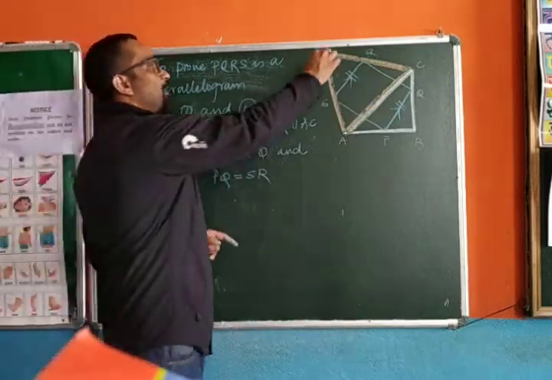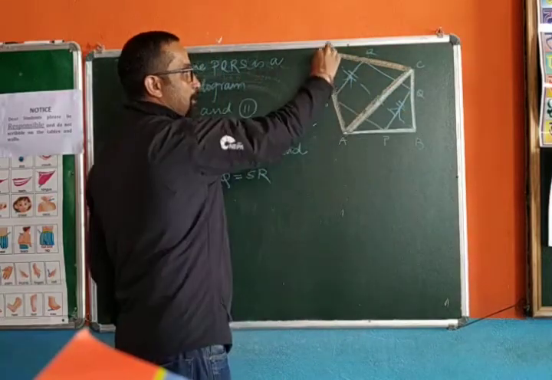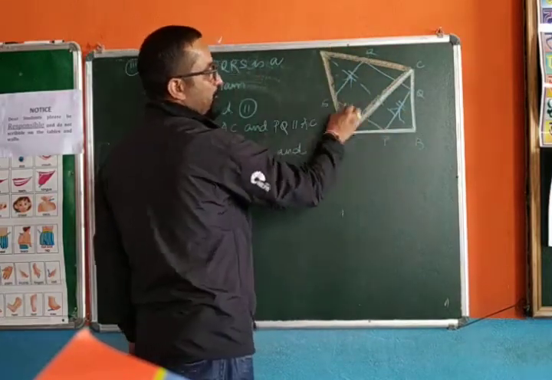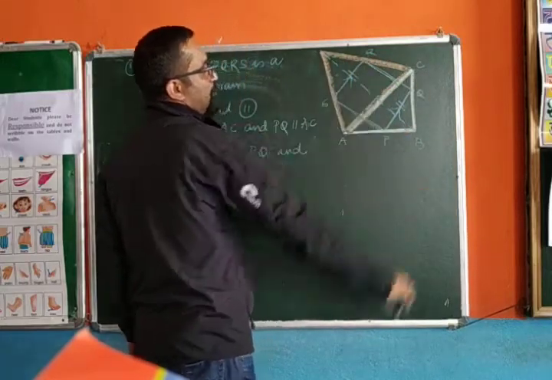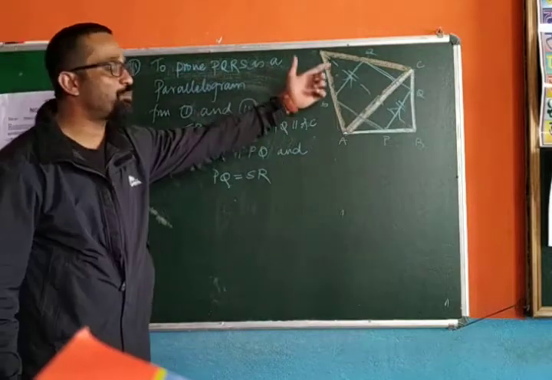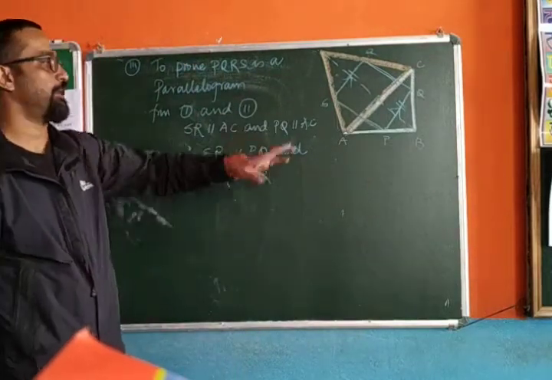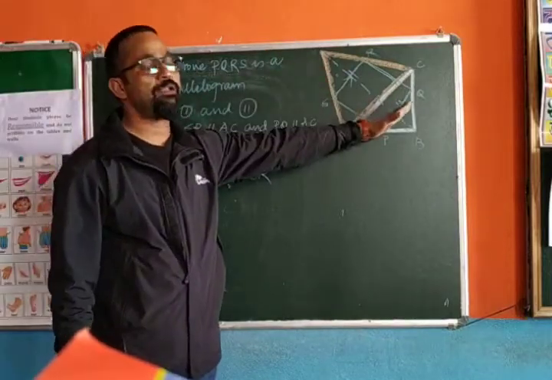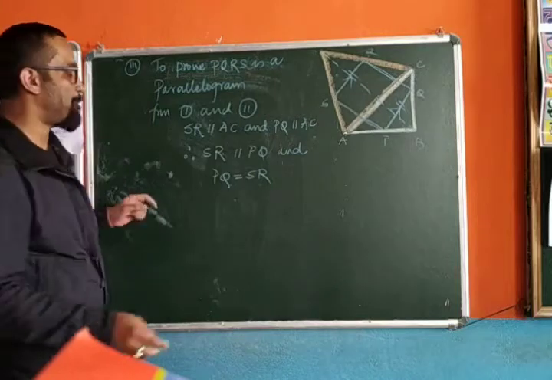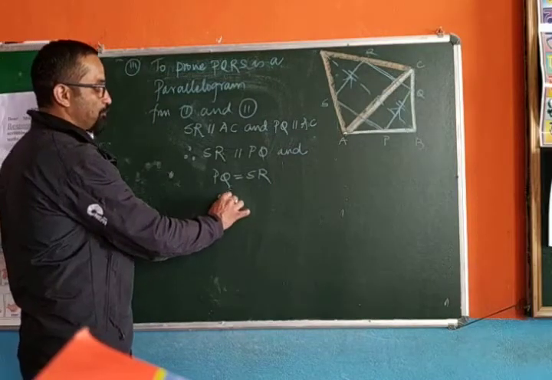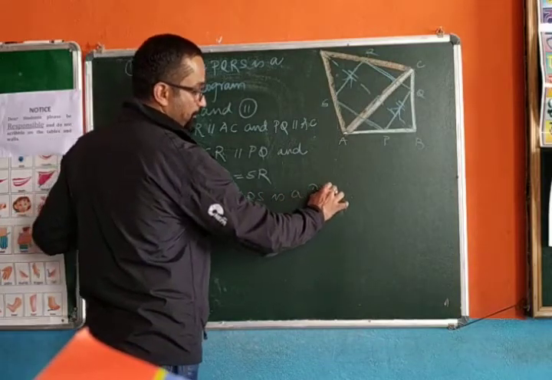Or you can calculate by joining the diagonal BD. Use this triangle, get SR. Use this triangle, get RQ, and then prove it. Or you can write directly. You don't have to prove the other side. Two sides parallel and equal means the four-sided figure is a parallelogram. Therefore, PQRS is a parallelogram.